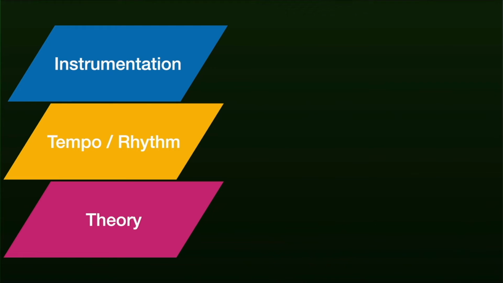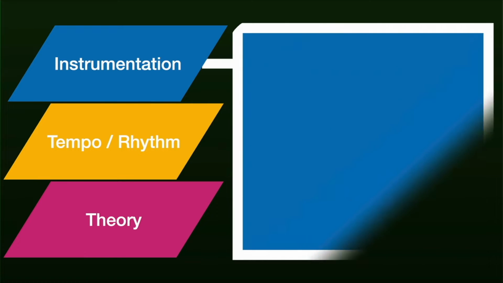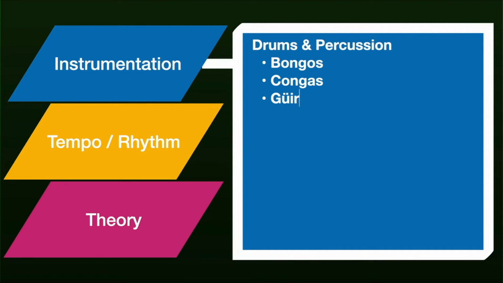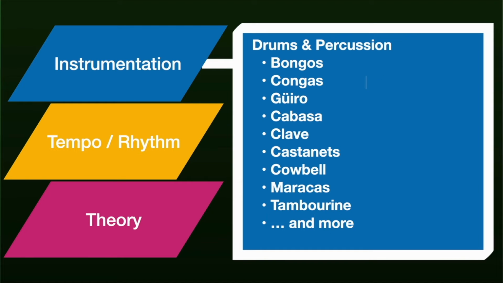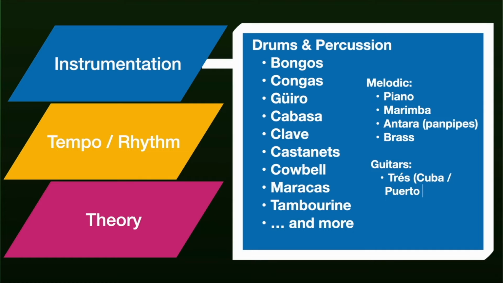Latin music is often recognizable by its percussion. Many ensembles use bongos, congas, claves, shakers and maracas, scrapers, including the güiro, cowbell, and agogos. Some of the melodic instruments that are commonly used in Latin music include the piano, the marimba, double bass. There's a type of panpipes called the antara. There are also lots of special types of guitar within Latin music, such as the tres and the tiple.